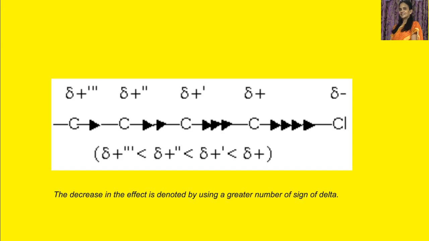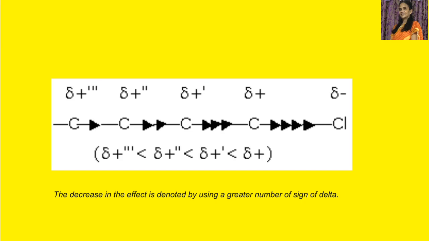Here we can see the decrease in the effect is denoted by using the greater than sign of delta. So here one delta positive, here two delta positive, here three delta positive, here four delta positive. So here 4 delta positive means the positive charge is less when compared to 3 delta positive. This is less when compared to 2 delta positive. This is less when compared to 1.